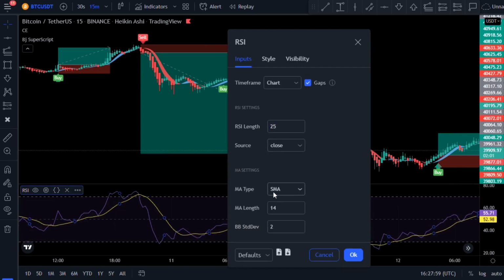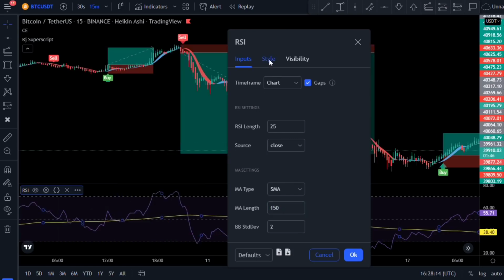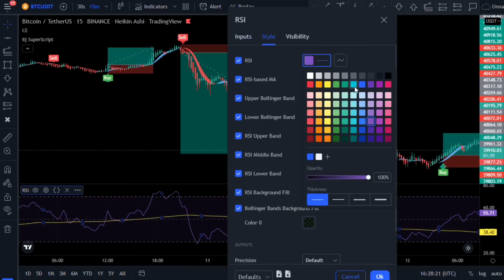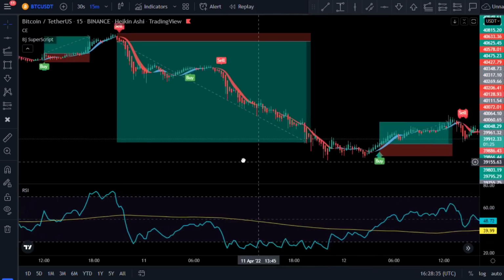Note that this option is on SMA. In the next option, change the number 14 to 150. In the style section, I change the color of RSI to blue and make it a little thicker so that it can be seen more clearly. Well, let's take a full test of this strategy.